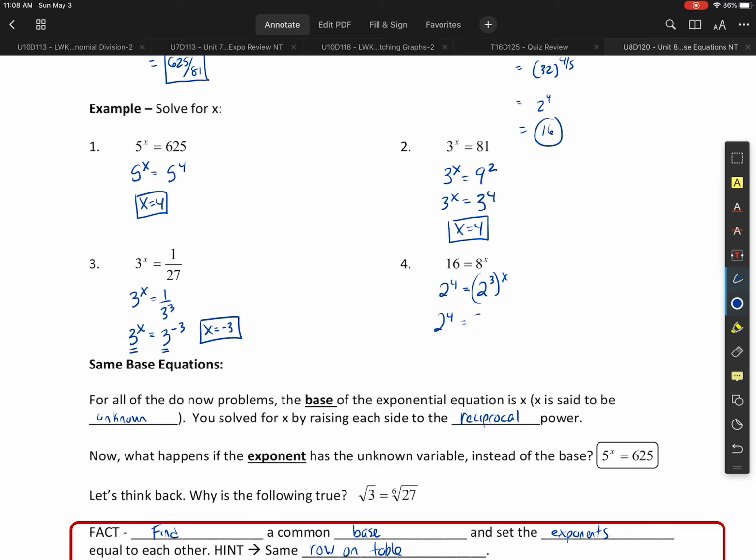Raised to the x power. So our power to a power rule, we multiply. 2 to the 4th equals 2 to the 3x. And then we could set 4 equals 3x and x equals 4/3.